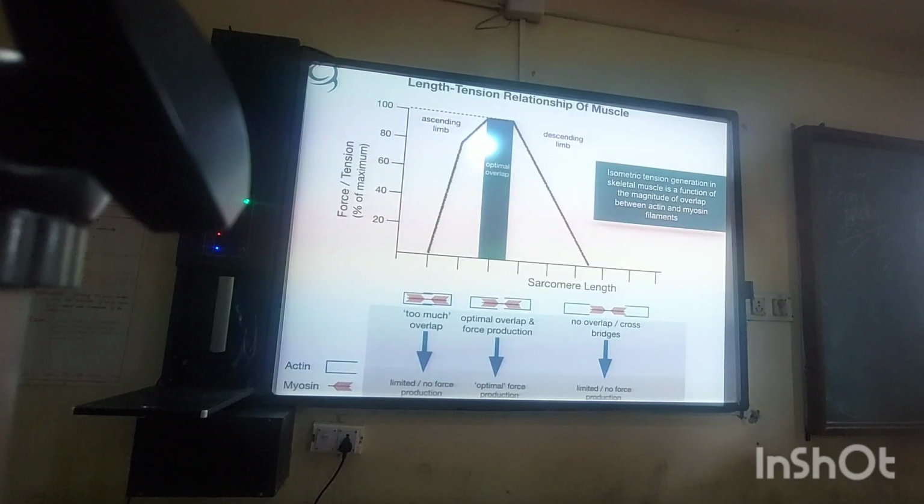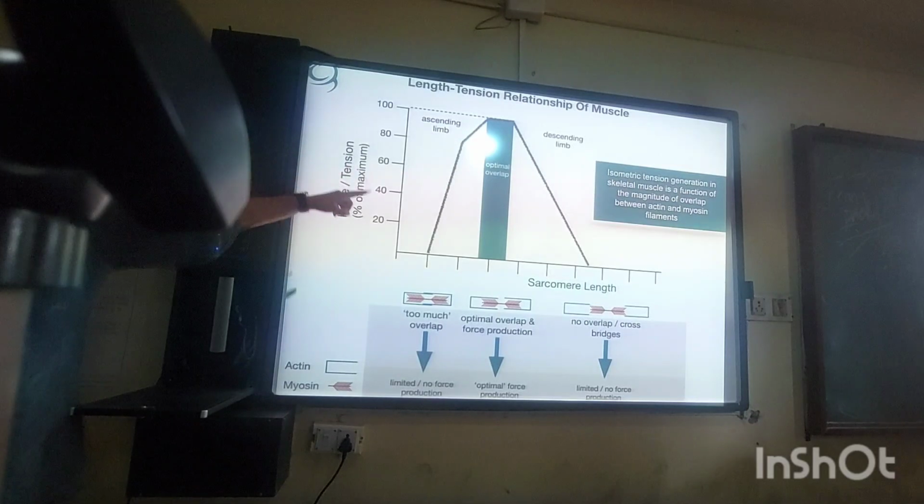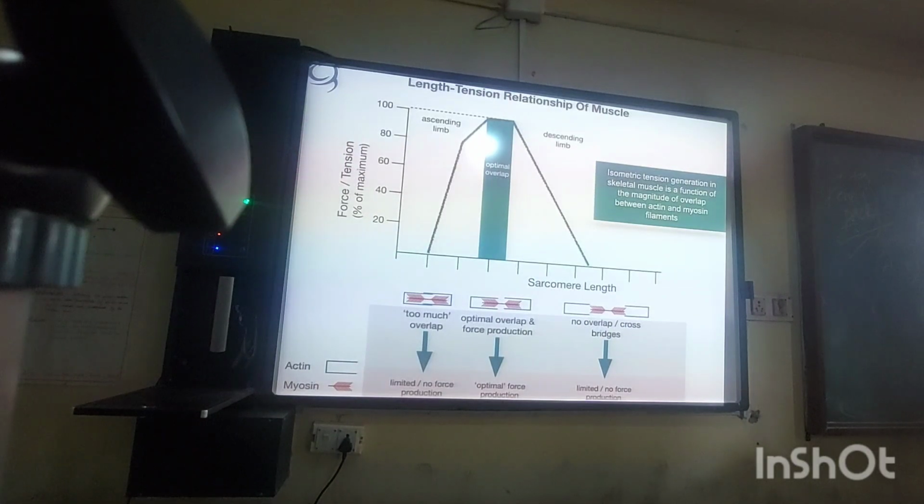Now this is important. This is the length-tension relationship of a muscle. We know that these are the filaments. Can you see the filaments? Now this is the optimal contraction, or the optimal way the muscle will move when it is contracted, when it is in its length, or when it is stretched to the fullest. This is the curve it follows. This is a pure curve of muscle.